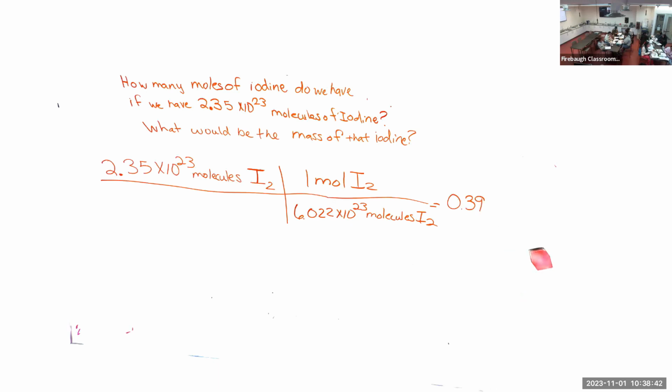It's 0.3902. Okay, so if we were doing 3 sig figs, it should be 0.390. Okay, so then that gives me my number of moles. So how do I get the mass from there?